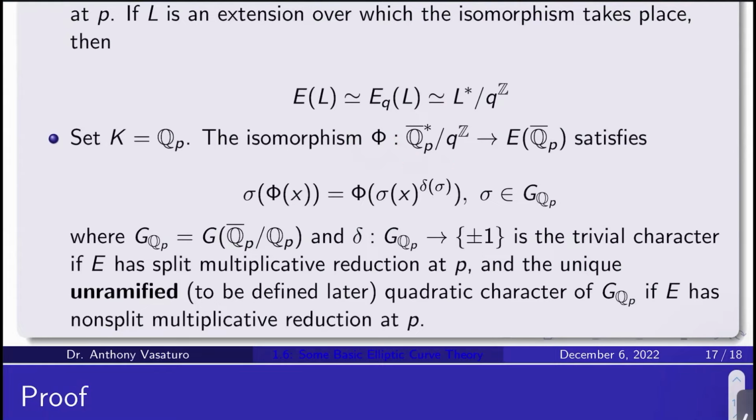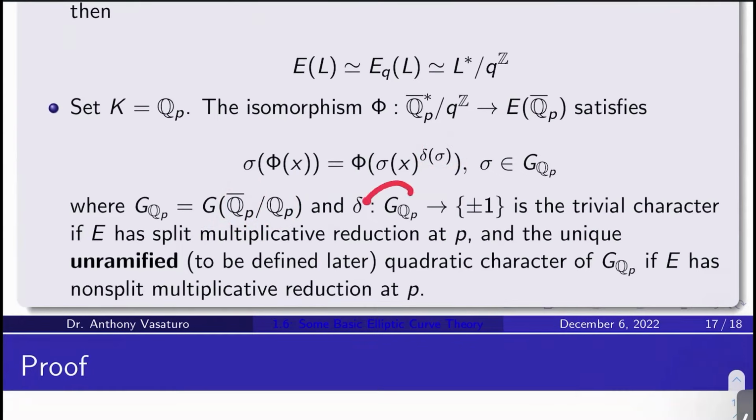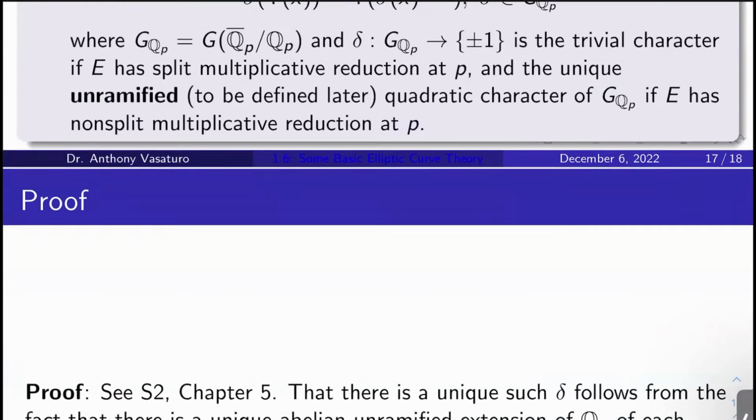This isomorphism satisfies sigma of phi of x equals phi of sigma of x to the delta of sigma, for sigma in the local Galois group G_{Q_p}, which is just the Galois group of Q_p bar over Q_p. And what is this delta here? Well, it depends. It's a character from this local Galois group to plus or minus 1, and it's the trivial character if E has split multiplicative reduction at p, and the unique unramified quadratic character of the local Galois group if E has non-split multiplicative reduction at p.